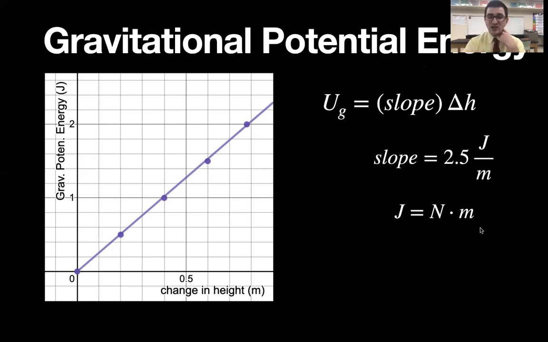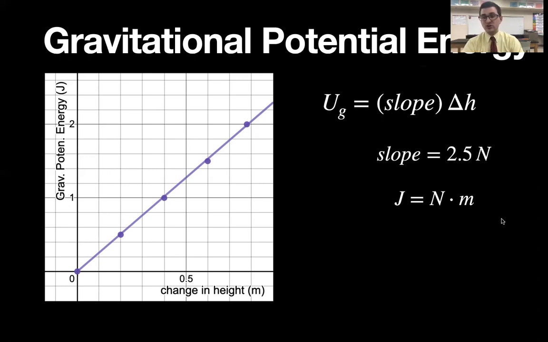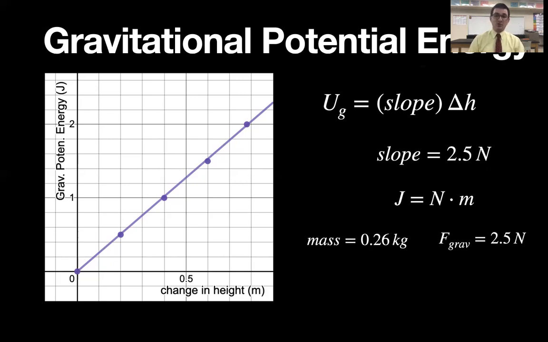So our slope is actually 2.5 newtons times meters divided by meters. So it's actually really 2.5 newtons is the unit of our slope. So that should get us thinking, well, was there any situation in this lab where we were using 2.5 newtons? And I didn't tell you this, so you couldn't know, but the mass of my car was 0.26 kilograms, which means the force of gravity on my car is 2.5 newtons.